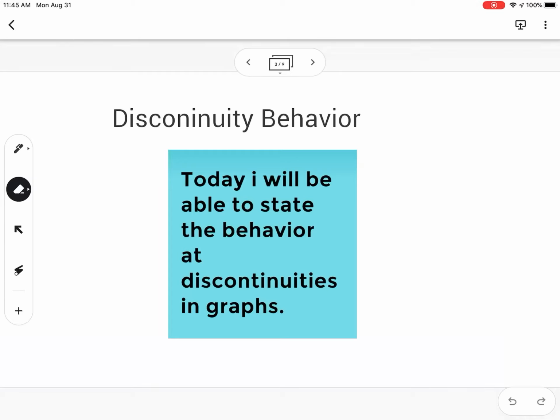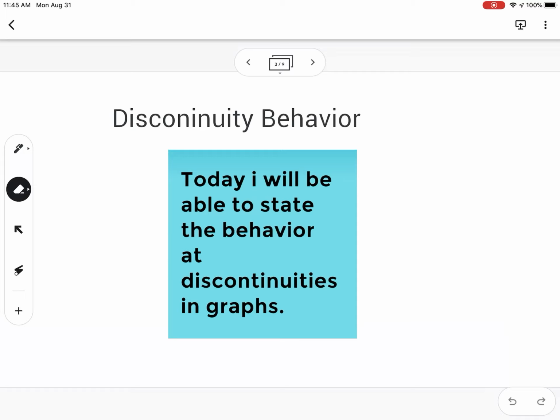Alright, in this lesson we're going to be doing discontinuity behavior. So when your graph is discontinuous, what's the behavior at the different places along the graph where it is discontinuous? Your objective is, today I will be able to state the behavior at discontinuities in a graph.